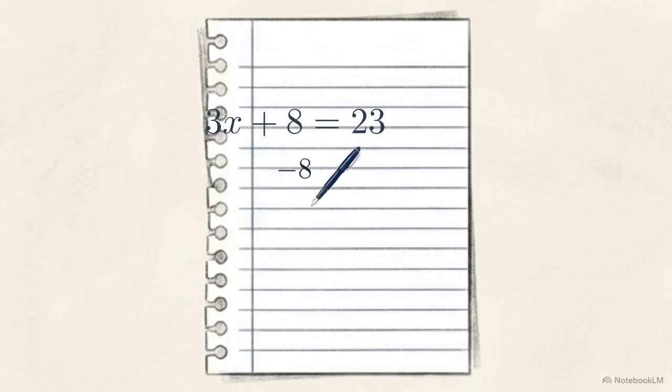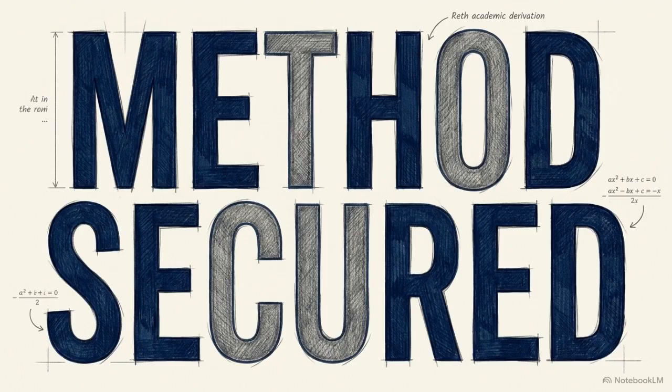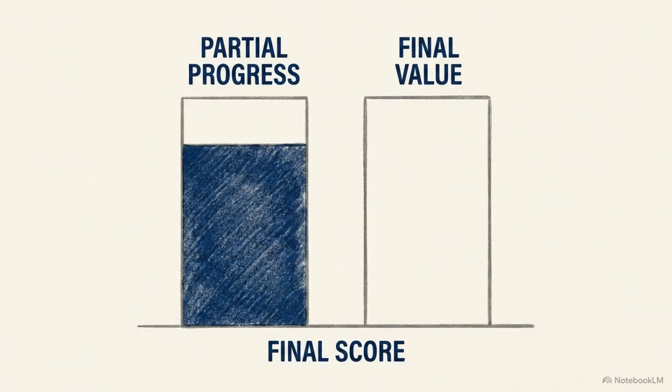To earn the M1 mark, the examiner needs to see the variables being collected. Writing 3x equals 15 or showing the subtraction of 2x from both sides secures that first point immediately. This line proves your mathematical intent. It shows you understand how to isolate terms, which is the core skill being assessed in this part of the question. By generating this single line of working, you guarantee a point. It proves that making partial progress is just as vital to your final score as finding the value of x.